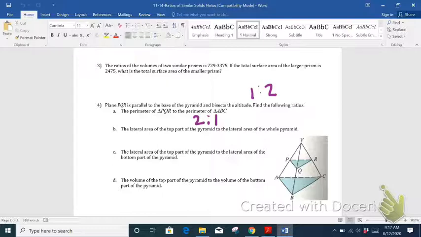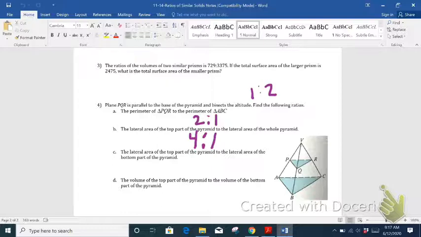So the top part of the pyramid to the whole pyramid. Again, we're going from a smaller part, the top part of the pyramid, VPQR, to the whole pyramid, VABC, those triangles. So we're just going to still write it as a number bigger than 1, but we're going to square it now. So the scale factor is going to be 4, or 4 to 1. Okay? The lateral area of the top part of the pyramid to the lateral area of the bottom part of the pyramid. Alright, well this is interesting.